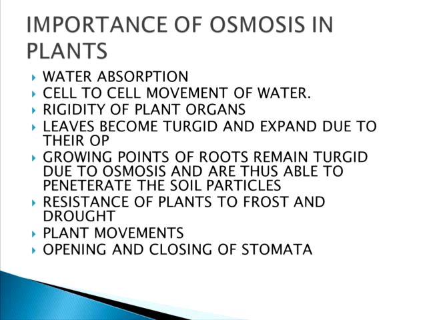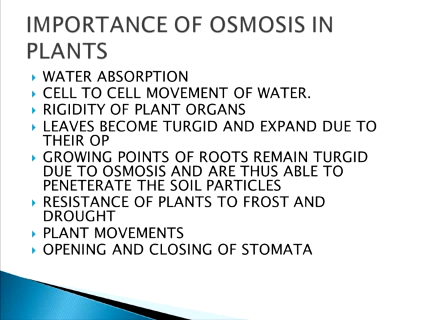How is this possible? Endosmosis. Because of endosmosis, leaves become turgid. Growing points of roots remain turgid due to osmosis and are thus able to penetrate the soil particles and establish themselves in the soil. Resistance of plants to frost and drought: highly turgid conditions in the plants help them resist frost and drought.